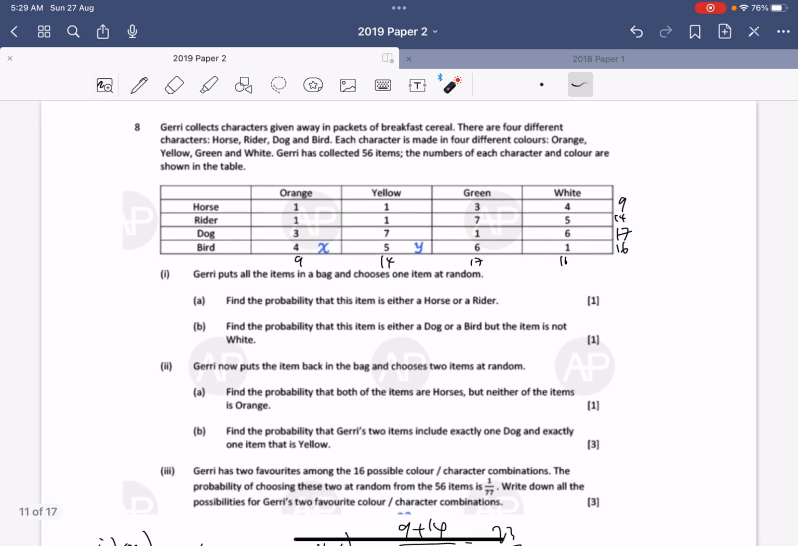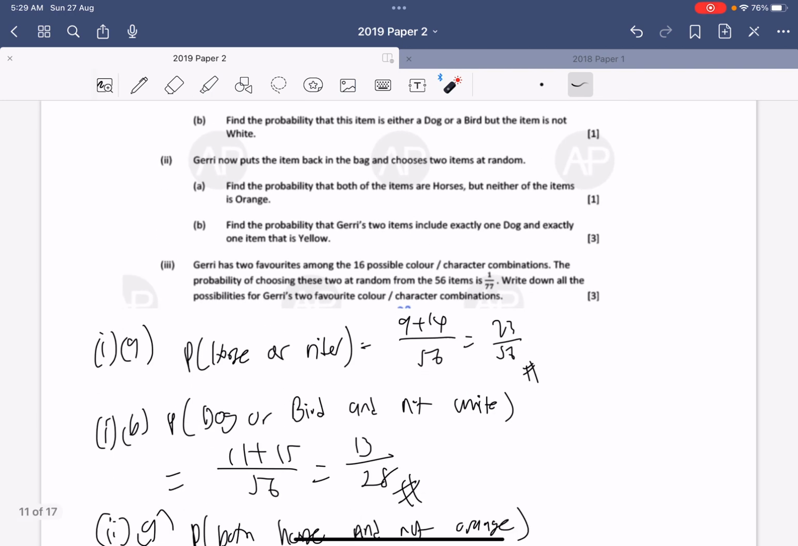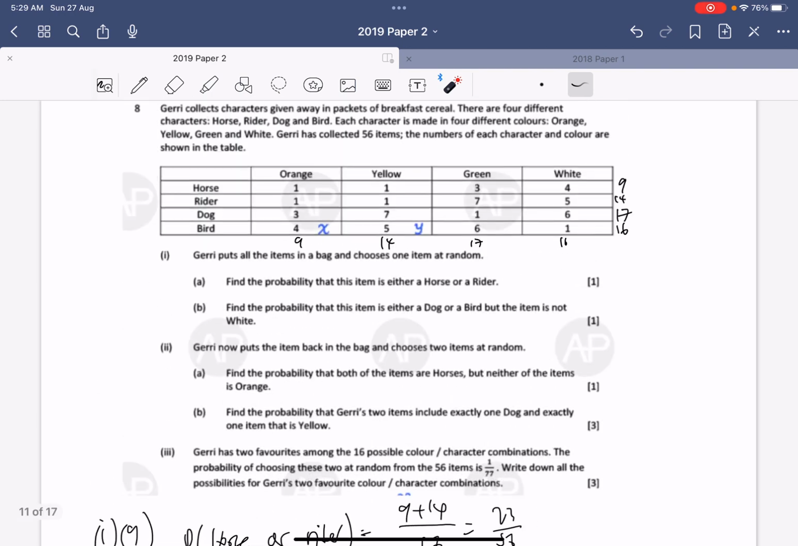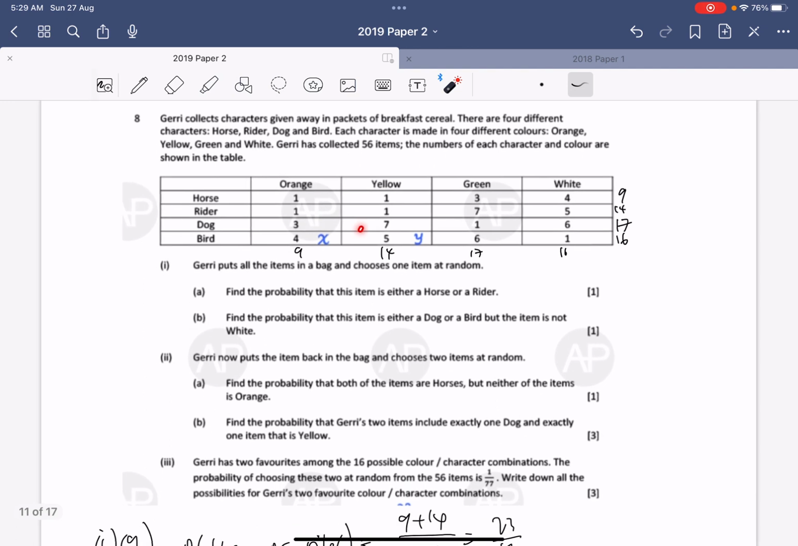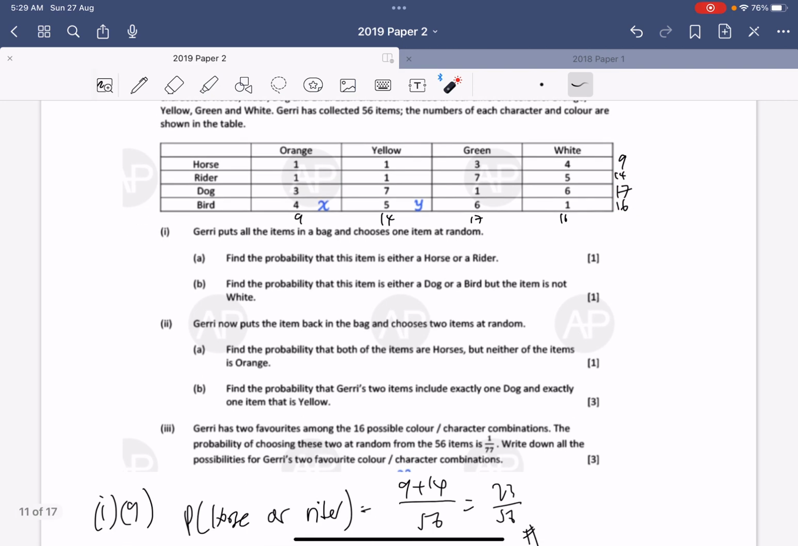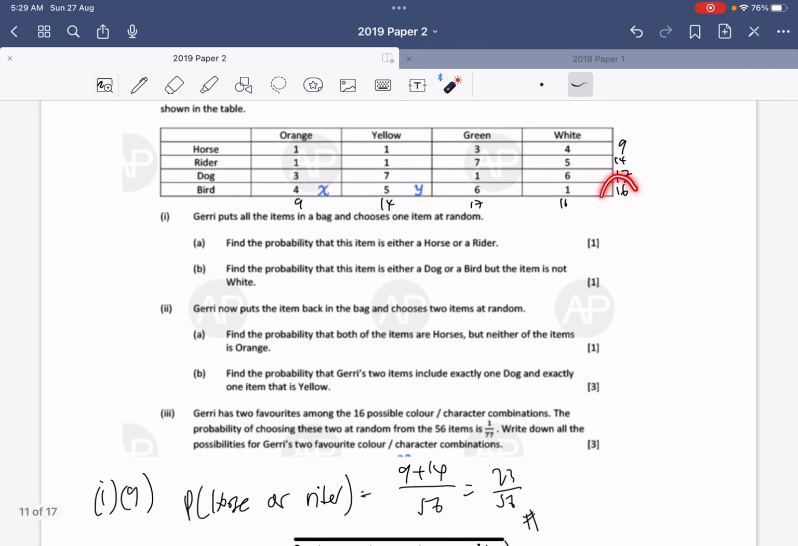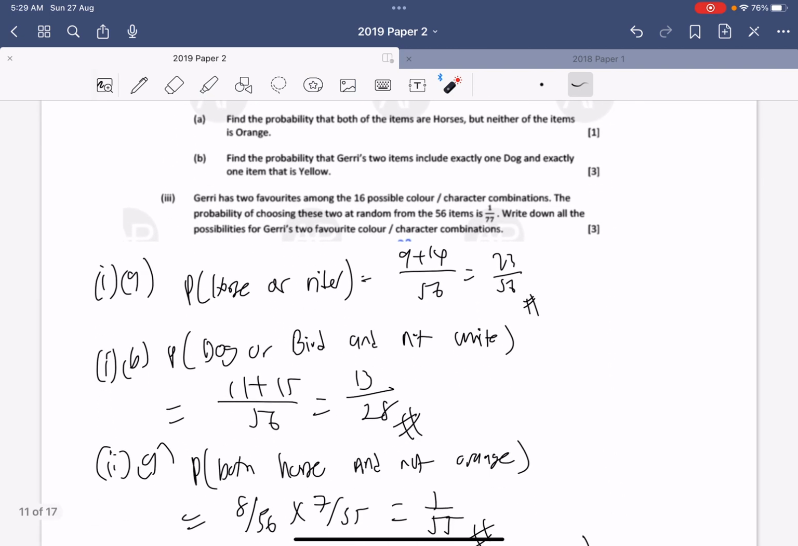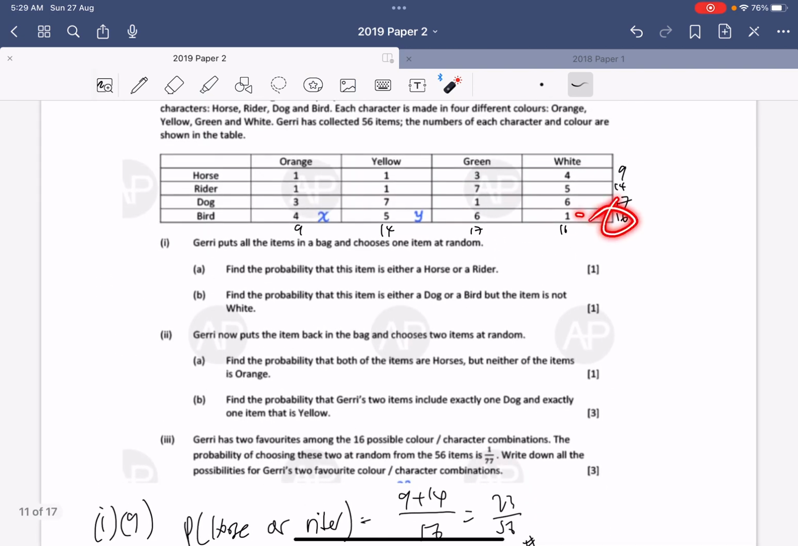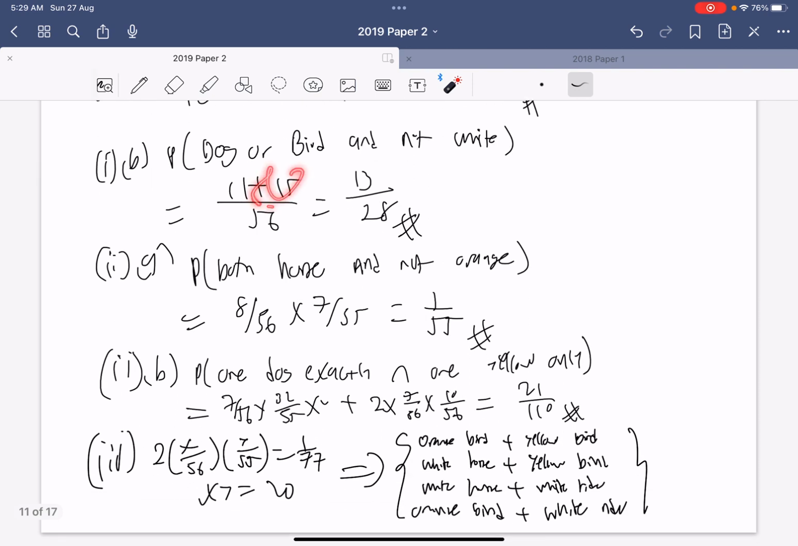Next, we're supposed to find the probability that an item is either a dog or a bird but not white. So for a dog, the number is 17. For a bird, the number is 16, but you must minus off all the white. So it's 17 minus 6, which is 11. Then you plus 16 minus 1, which is 15. So then it equals over 56. Then it equals 13 over 28.